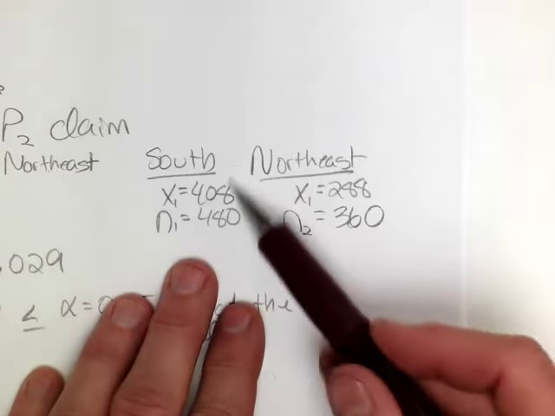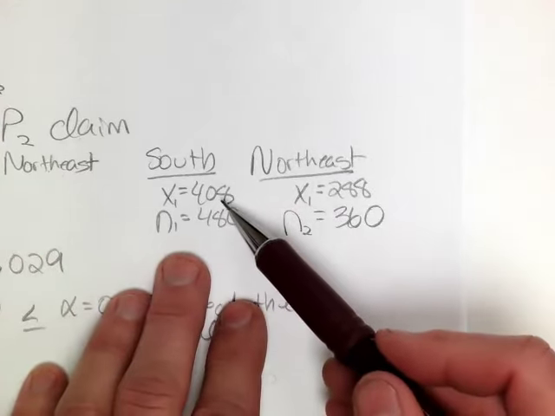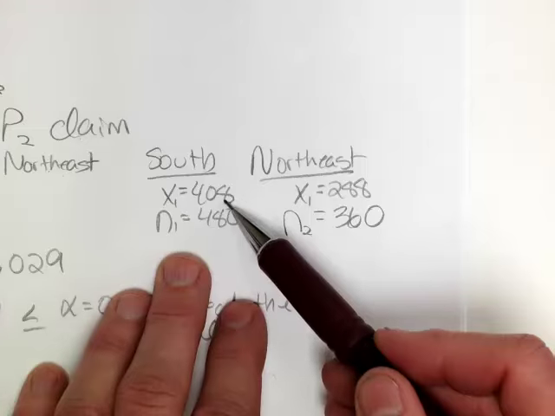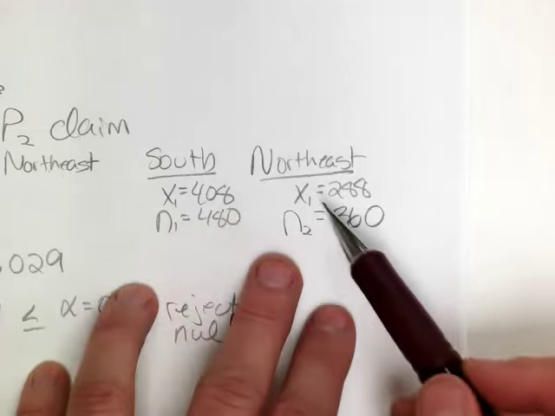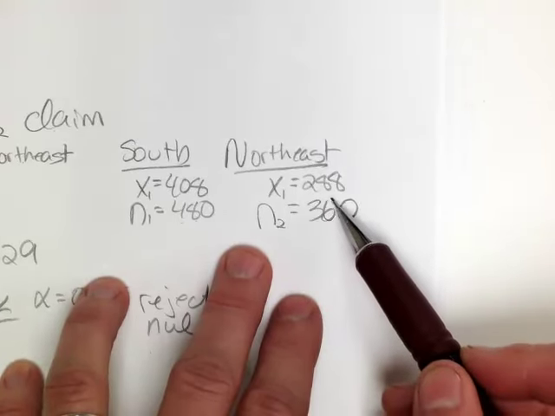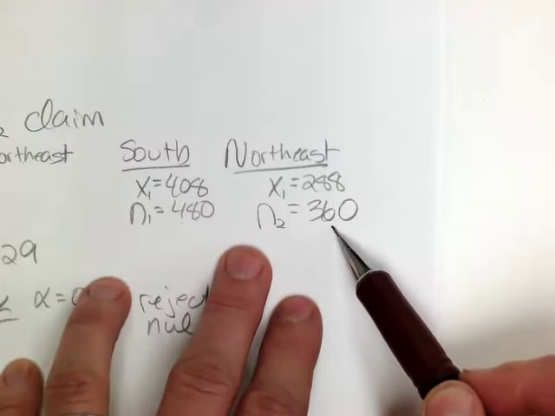Okay, and then I summarized the information. There were 408 drivers out of 480 that wore their seatbelt in the south, and for the northeast there were 288 out of 360.